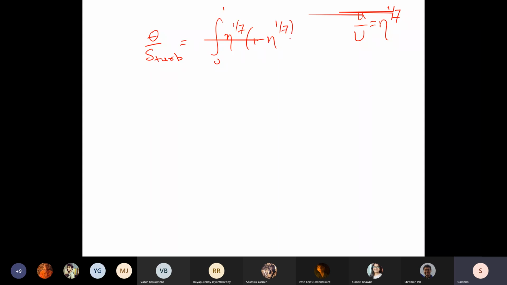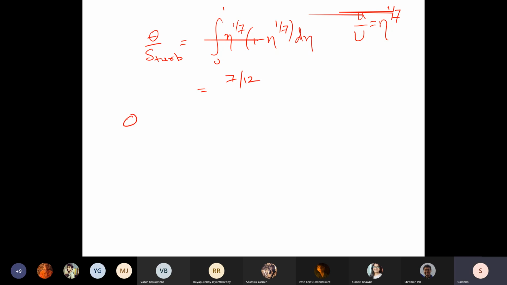Similarly, for the case of the turbulent profile, it would simply be again integration from 0 to 1, but for the turbulent velocity profile, u by capital U is expressed as the 1/7 power law, eta to the power 1/7. Therefore, this would simply be eta to the power 1 by 7, times 1 minus eta to the power 1 by 7, times d eta. If you perform this, it would come to have a numerical value of 7 by 72.